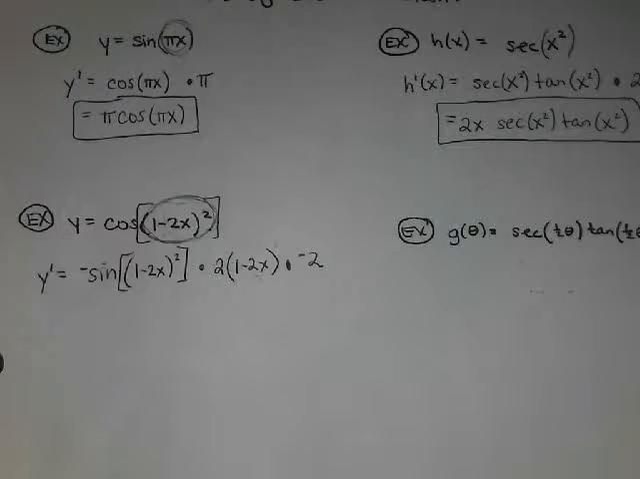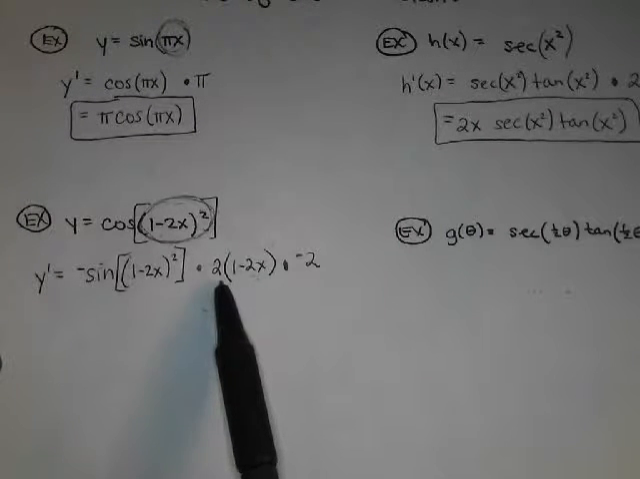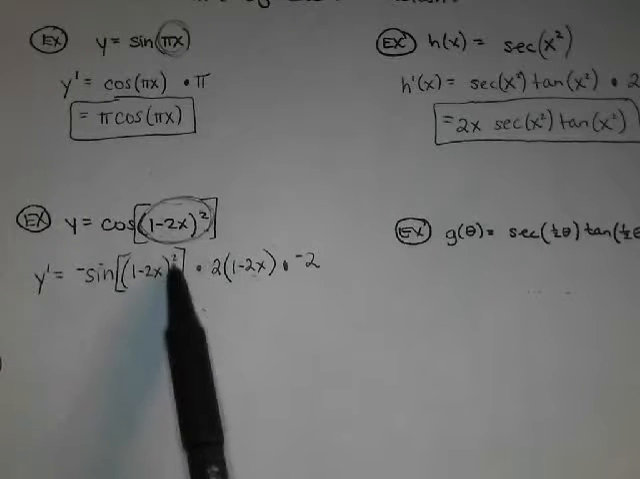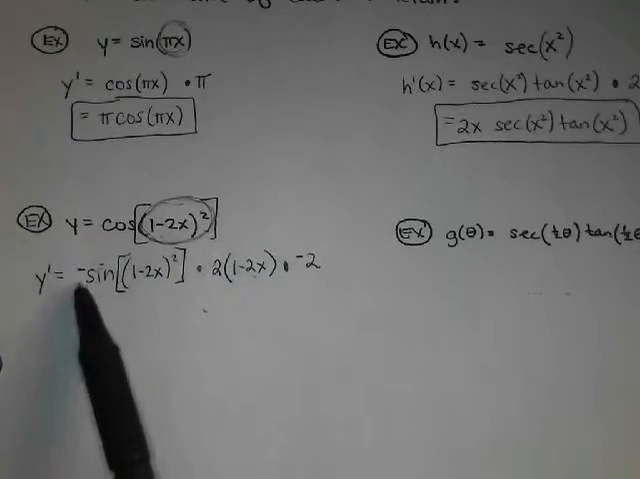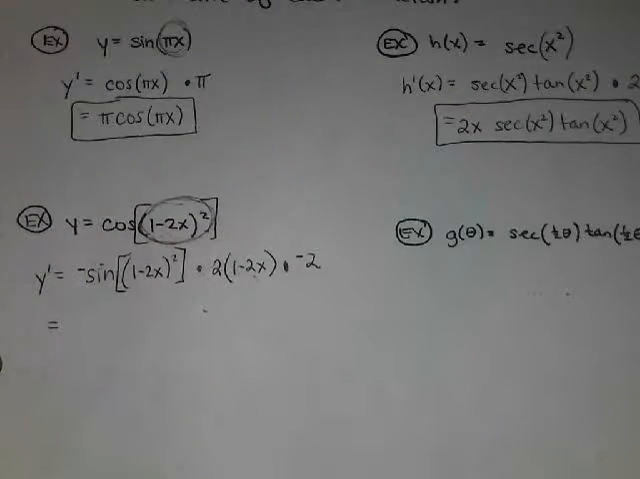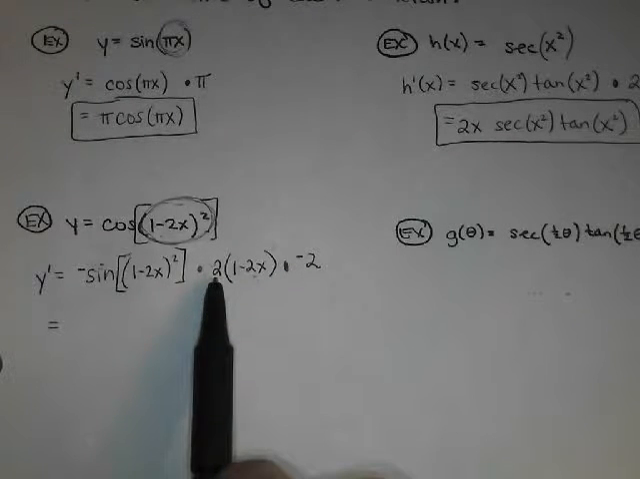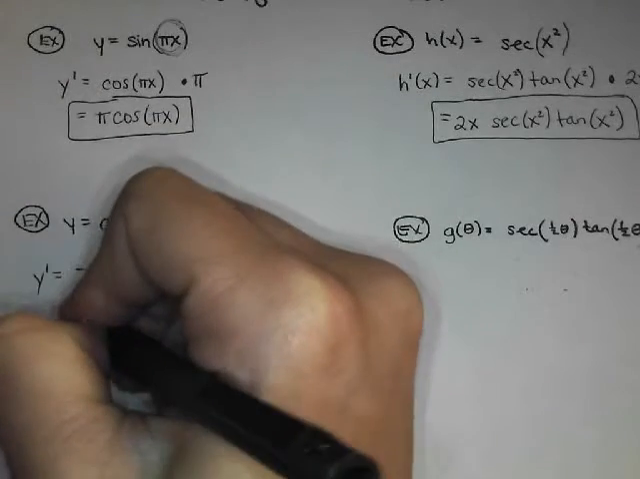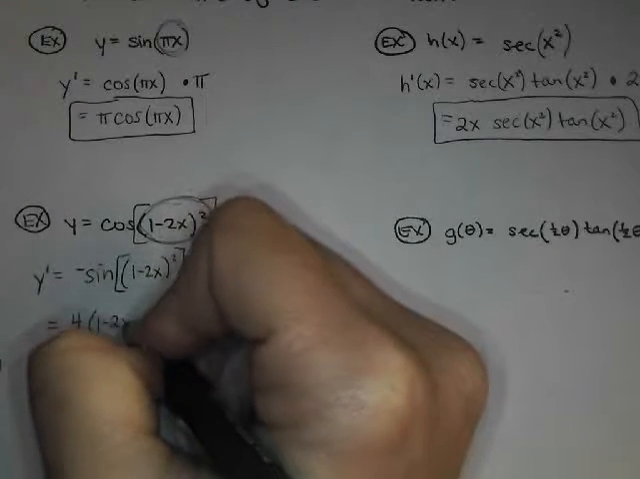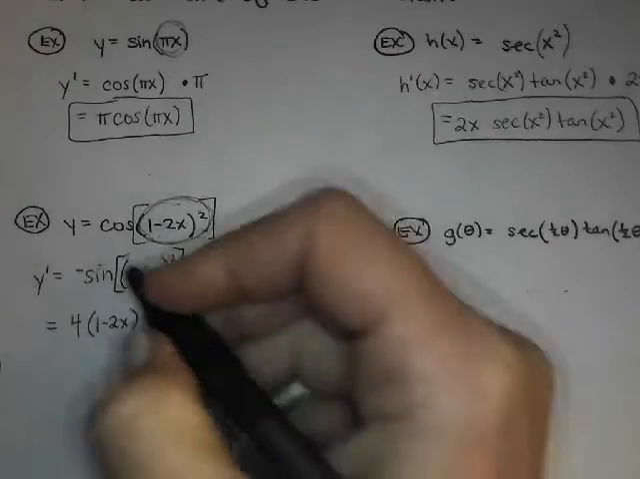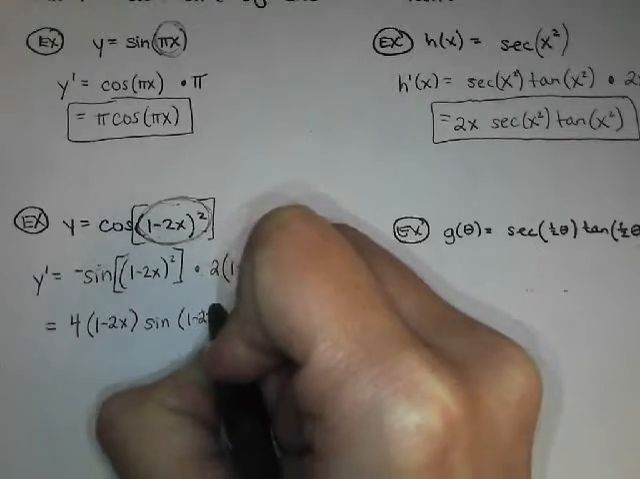Okay, organization is the key here. So as far as reorganizing this, I'm always going to lean towards ending with my trig piece. So all of this, along with the negative sign, would be a coefficient of the trig part. So you've got a negative 2 times a 2, which is negative 4, times a negative, which would just be a 4. And then you've got the 1 minus 2x binomial. And then you've got your sine of 1 minus 2x squared.